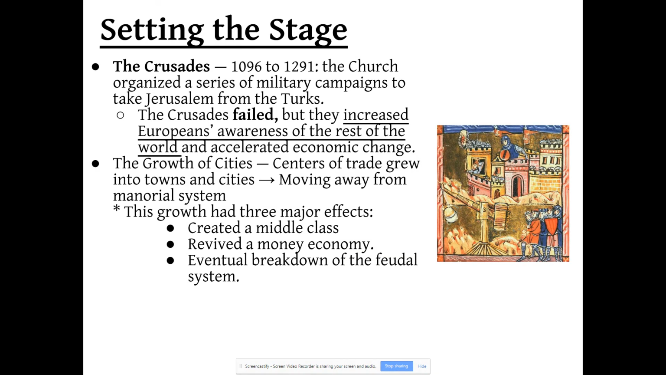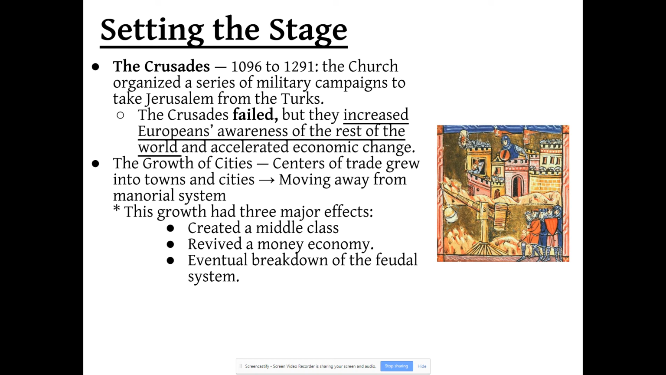As you will hopefully remember from your world history class, the Crusades were a series of military campaigns in which the Catholic Church tried and failed to take Jerusalem back from the Islamic Turks. Again, this was ultimately a failure for the Catholics, but it did make Europe more aware of what was out in the world, and it helped them to expand their economic systems of trade.